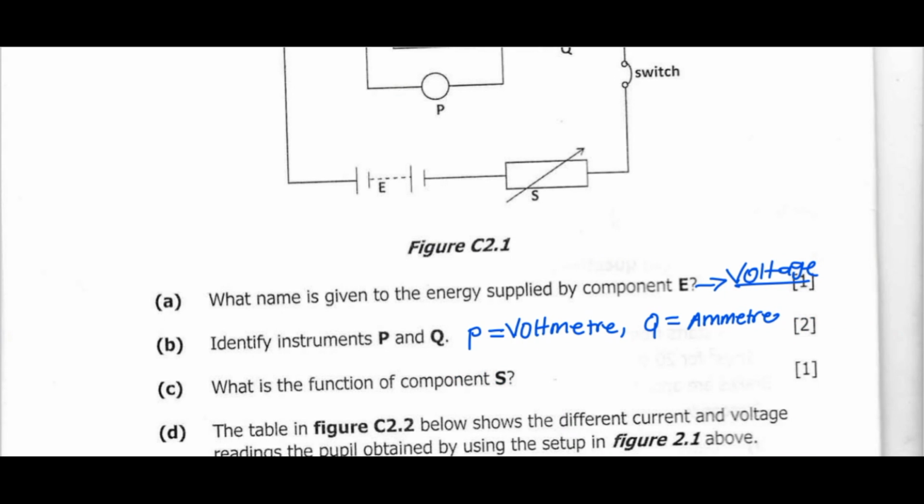Then what is the component S? So component S is a rheostat. Then the function of the rheostat, it controls the flow of current. So that's a point here.